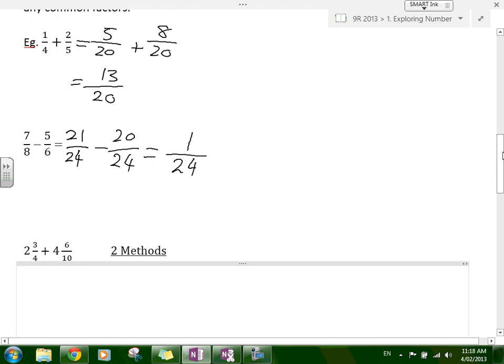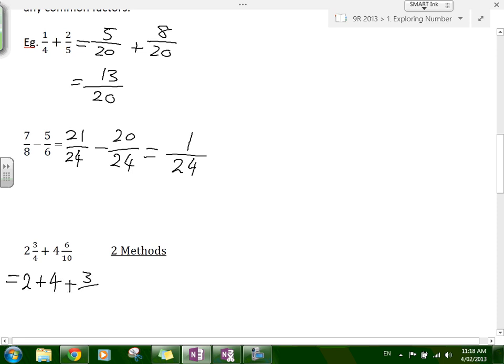So, there's 2 methods you can do for this one. I'll do one method here. Method 1. When it's a mixed numeral like this, you can take the whole numbers out, add them together, leave them to one side, and deal with the fractions. So this is 2 plus 4 plus 3/4 plus 6 over 10.